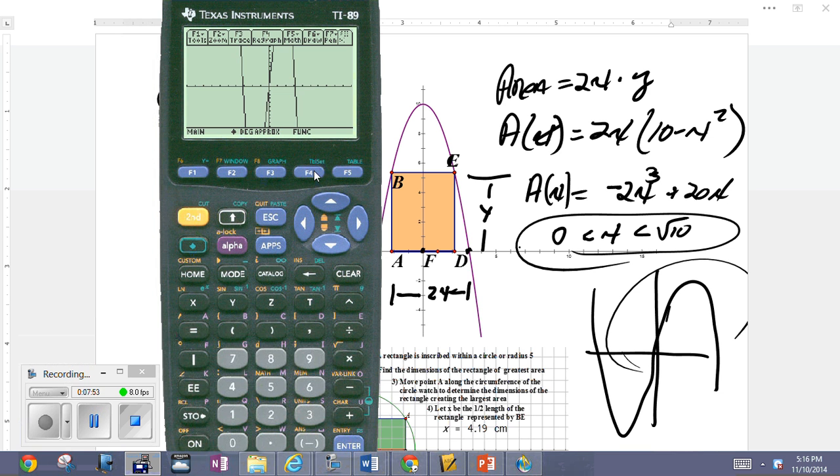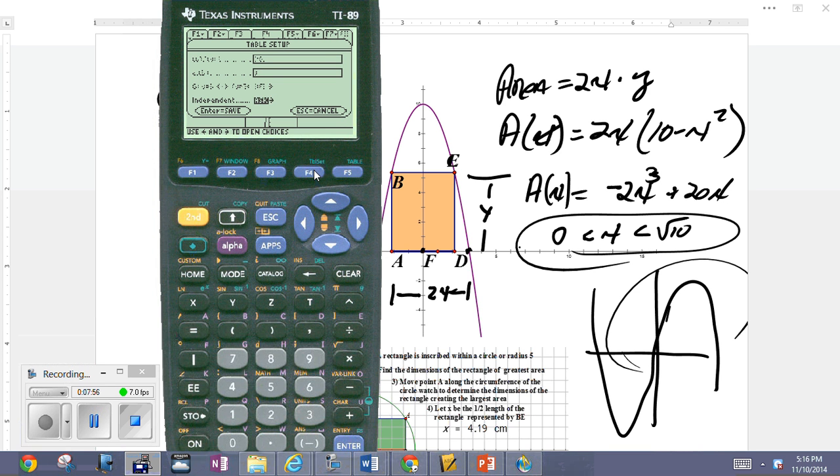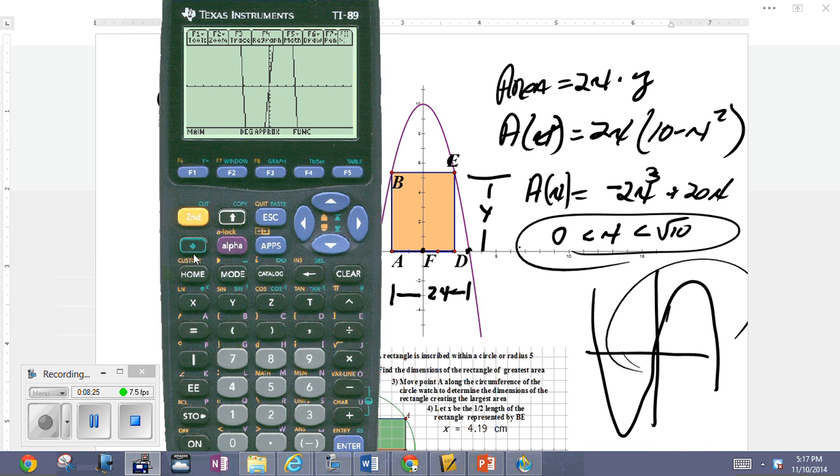I'm going to go to my table set, and I'm going to run this on the auto, and I'm only going to be interested in the values up to about 10. So that's up to about 4. So I'm going to come up here. I'm just going to say, let's start at 0. Let's move this up in increments of, I don't know, a half, 0.5. Okay, and we'll see what that looks like. So here we go. Let's look at the table now.